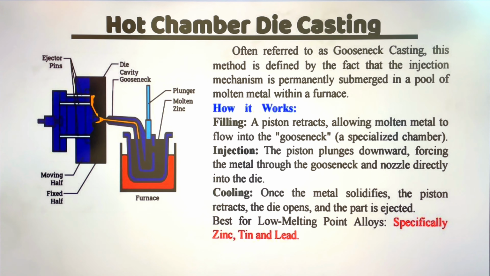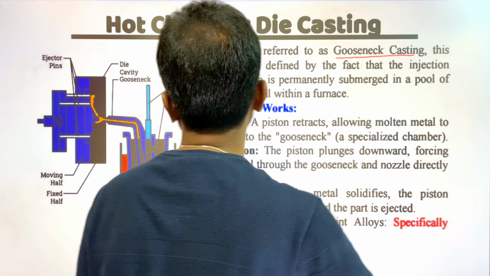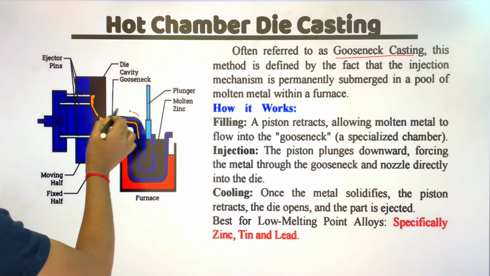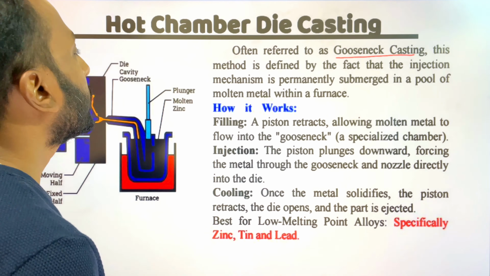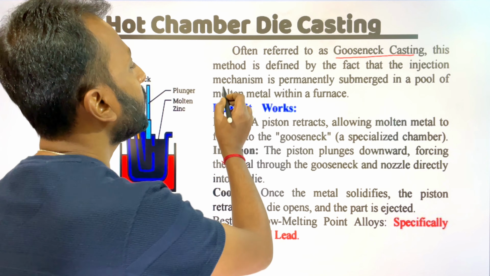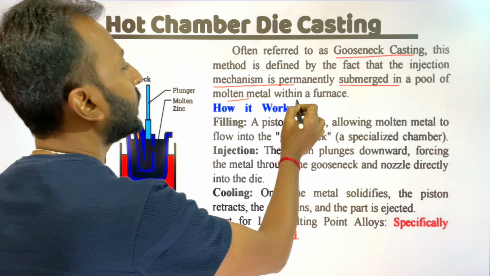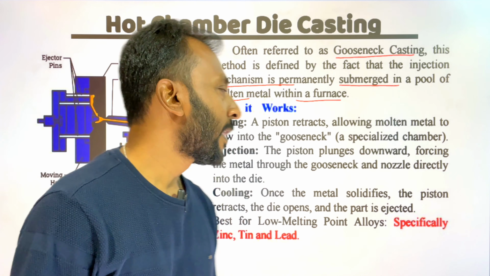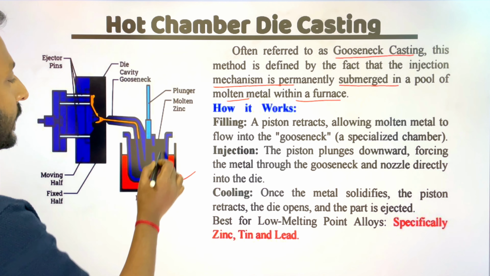The first is hot chamber die casting. In this figure we can clearly see the hot chamber die casting process. It is also called gooseneck casting because here we are using a gooseneck. This is the gooseneck, that's why it is called gooseneck casting. This method is defined by the fact that the injection mechanism is permanently submerged in a pool of molten metal within a furnace. So in this setup we can see this is the furnace and this is the molten metal.